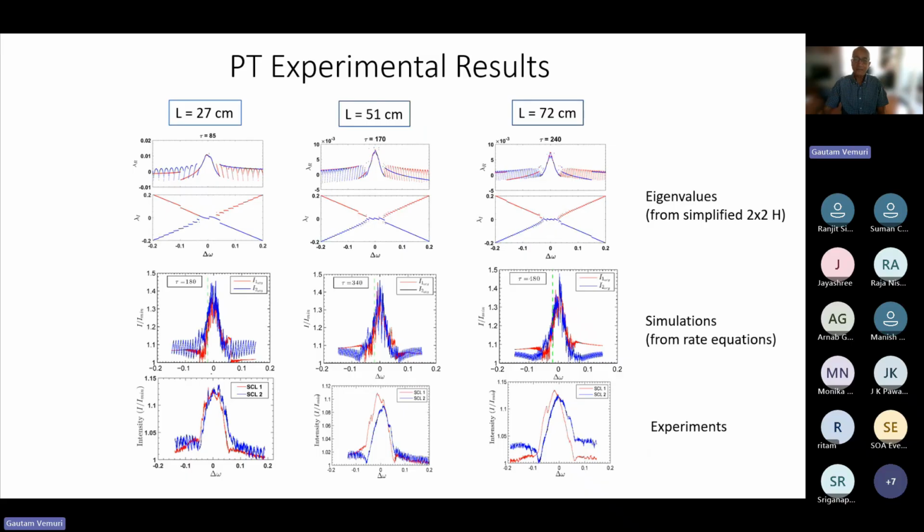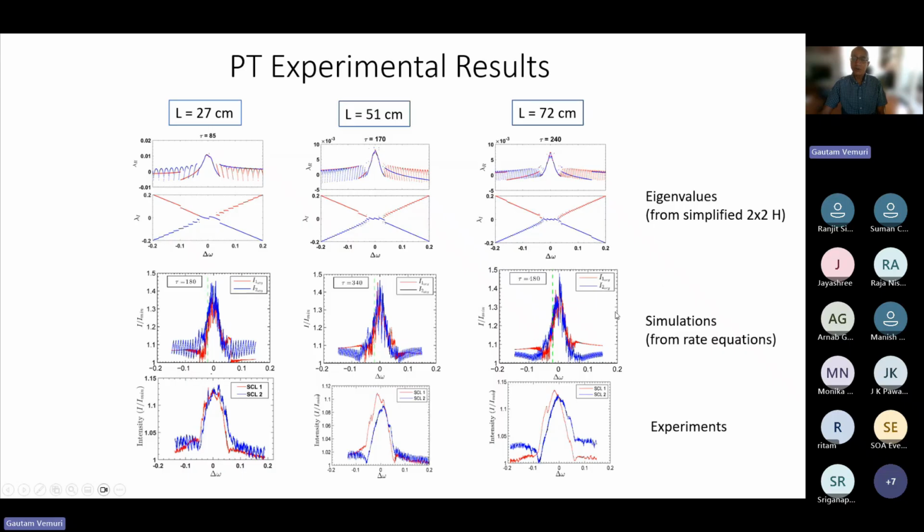And here are the results. The way to look at this is to look at each column as one particular time delay. This is the separation, the distance between the 2 lasers, which can be translated into a time delay. This top row is just showing what I showed you just now. What are the real and imaginary parts of the eigenvalues? What do they look like?